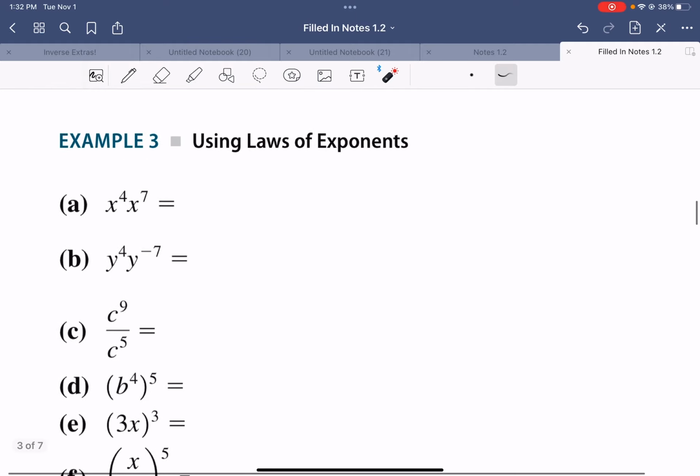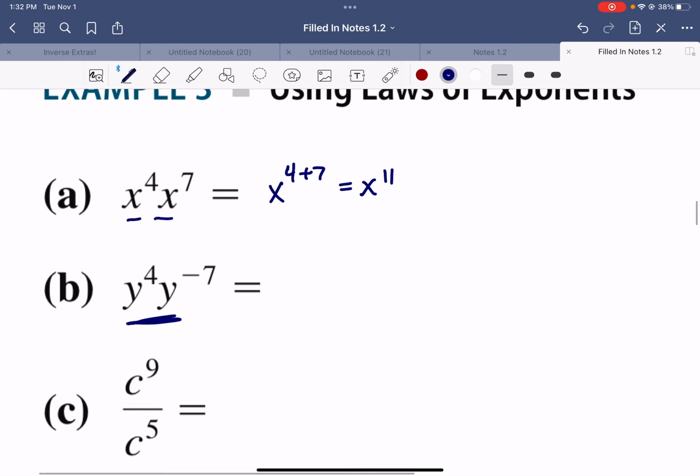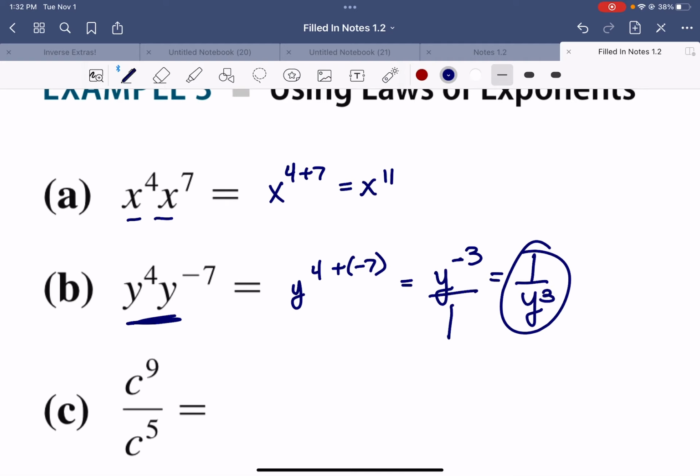So let's see if we can't use our laws of exponents to simplify some of this stuff. Since we have like bases and we're multiplying, this is x to the 4 plus 7 or x to the 11. Again, like bases, this is y to the 4 plus negative 7 or y to the negative 3, right? But then we don't like negative exponents. That's one of the few things I'll harp on. I don't like negative exponents, so we rewrite it as, since this is y to the negative third over 1, this negative third really wants to be in the bottom, and it's 1 over y cubed.